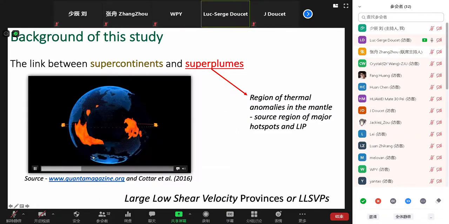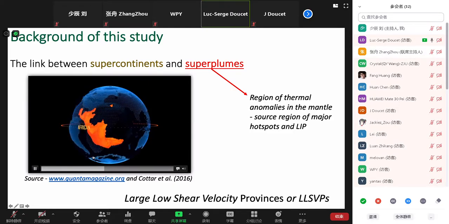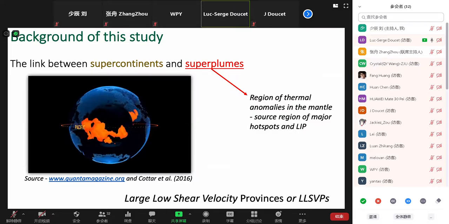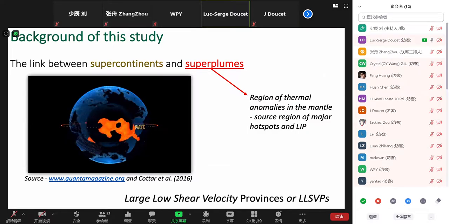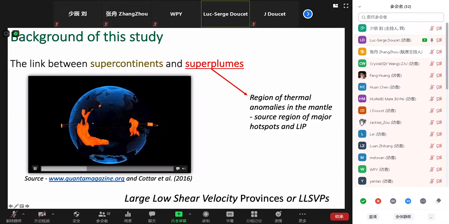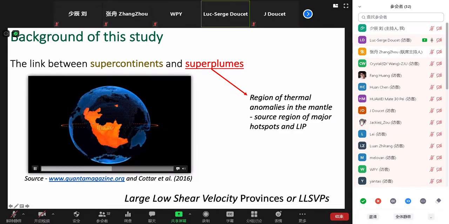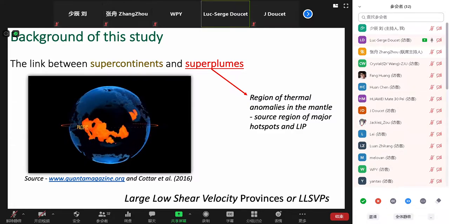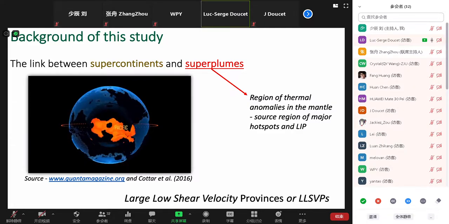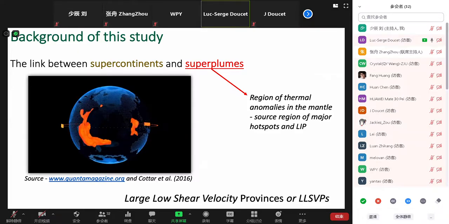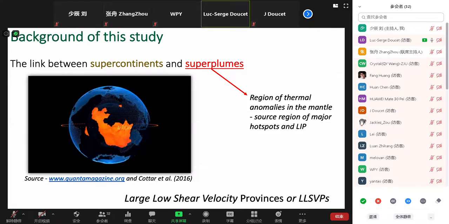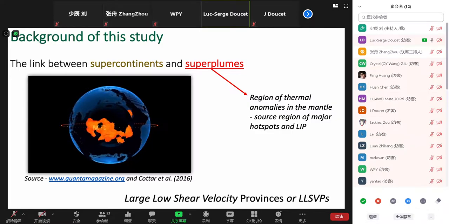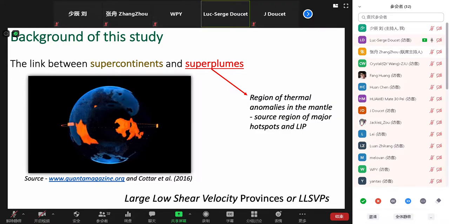So this is a very nice animation from Quanta magazine. They made this animation using the data from Cota et al. 2016. And you see the Pacific and the African LLSVPs, and you see that they are perfectly antipodal. So they are opposite to each other on the core-mantle boundary. These large low shear velocity provinces, LLSVPs or superplumes, are the major source for hotspots and plumes.